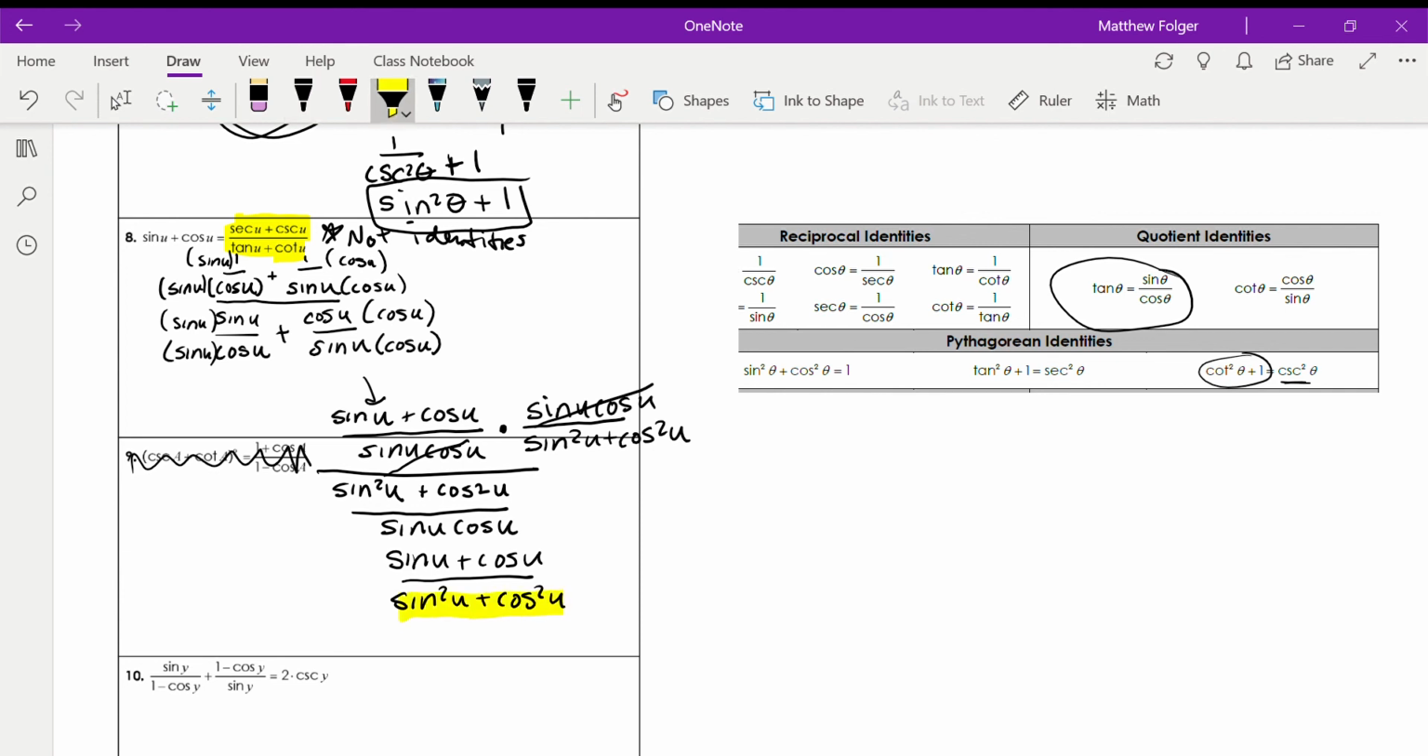And what is this bottom here? That's a Pythagorean identity. It's this one right here. So that just equals 1. Sine u plus cos u over 1 is just sine u plus cos u, which, if you remember, is what we were trying to get. So those are the last two examples that we're going to talk about with these proofs. We're going to move on to the next set of notes after this.